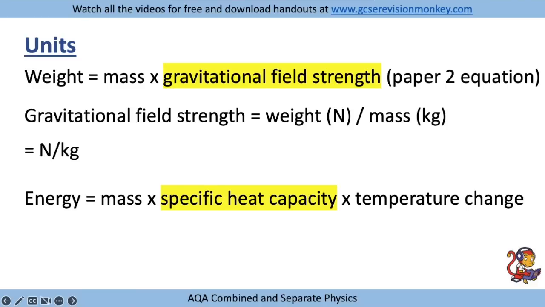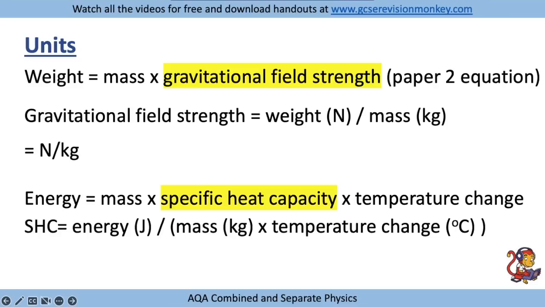Then specific heat capacity. This is a difficult unit to remember, but if you use the equation, you can work out what it is. Because if you rearrange the equation to get specific heat capacity, which I've just abbreviated to SHC, it is equal to energy divided by mass multiplied by temperature. So the units therefore would be joules per kilogram degrees C, because they're the energy in joules divided by kilograms multiplied by the degrees C.